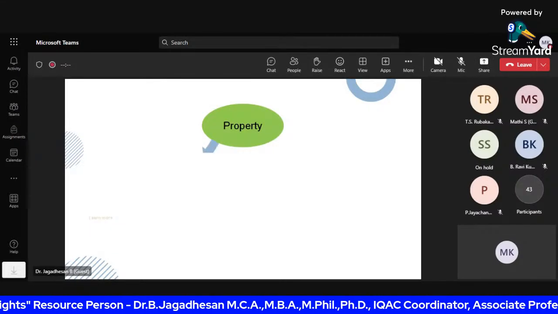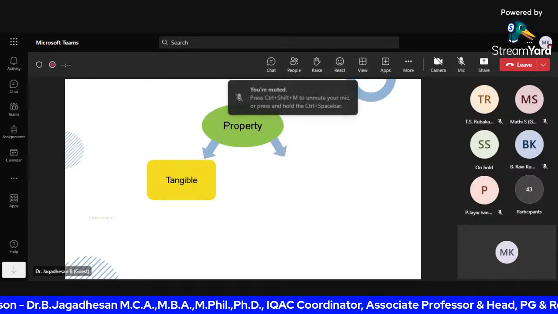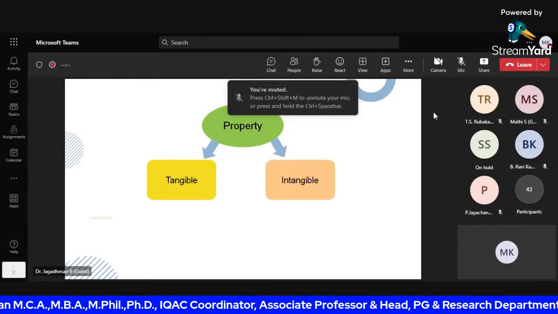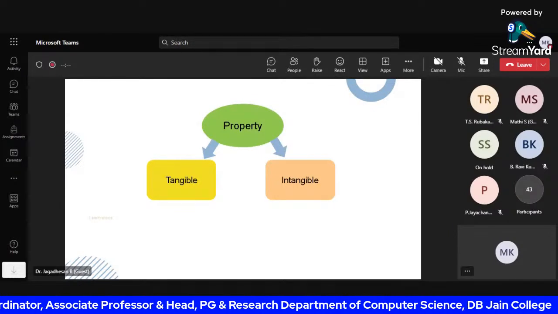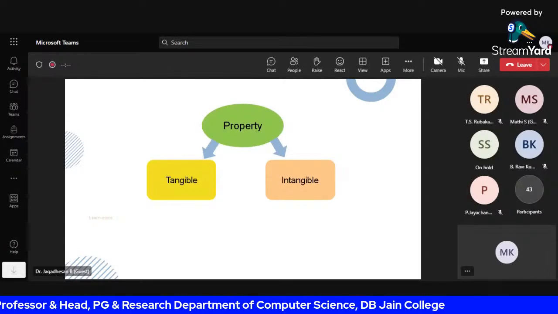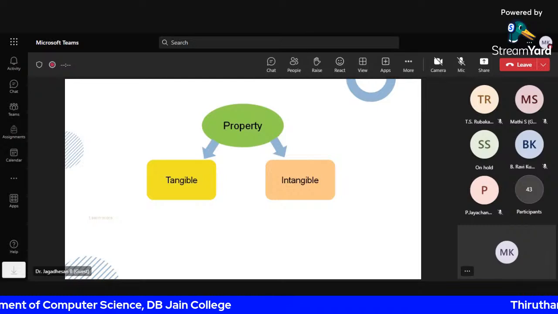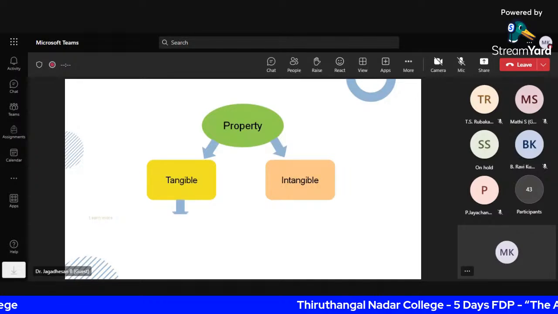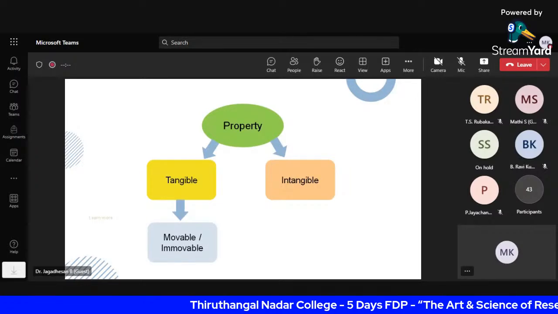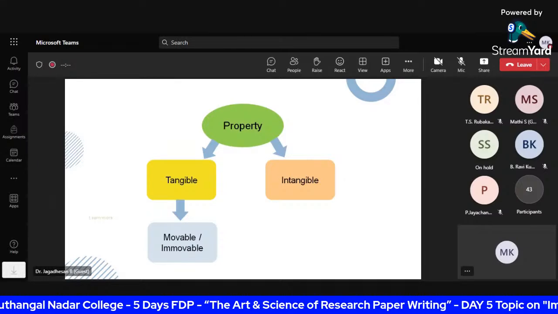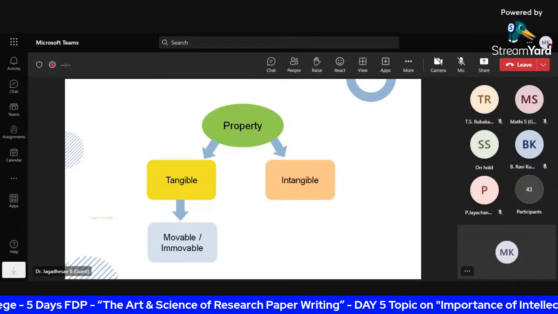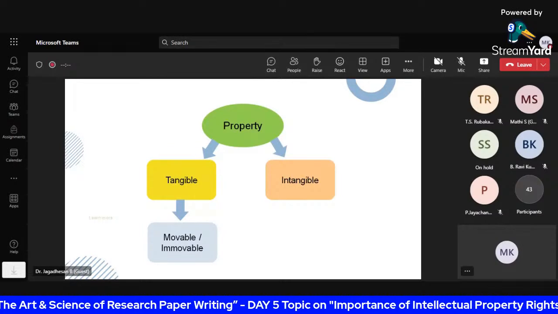But property can be classified in two ways. One is tangible, another is intangible. Tangible means it is physical, it can be touched and used in a physical way. Intangible is not in a physical way. The tangible is also classified into two broad categories: one is movable and another is immovable.